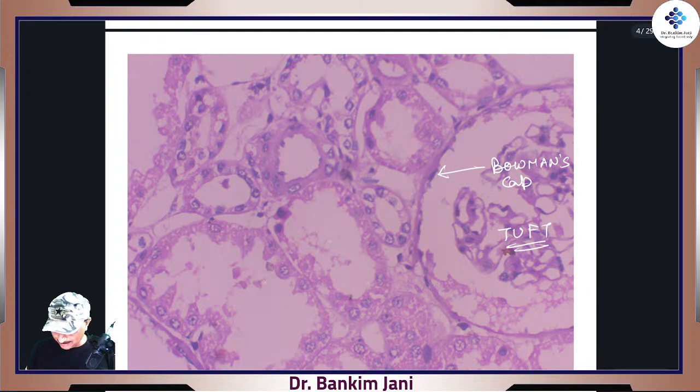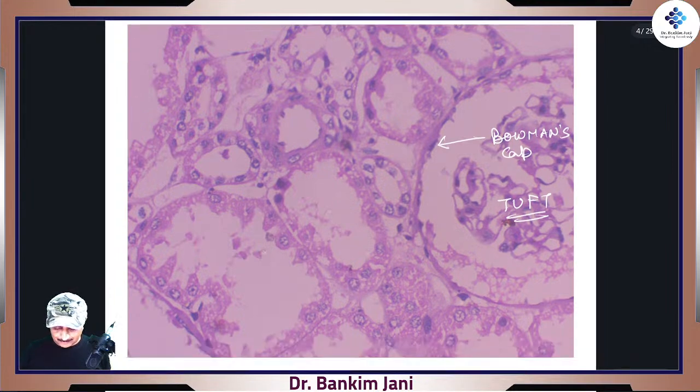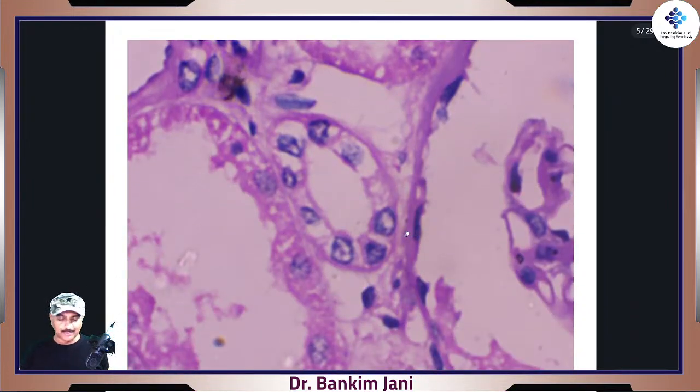But do remember this Bowman's capsule and tuft of capillaries. ठीक? Let's zoom. Now is the point. No doubt about it that these are the well rounded, big, round, dark stained nuclei. Good, right? So they are all good.